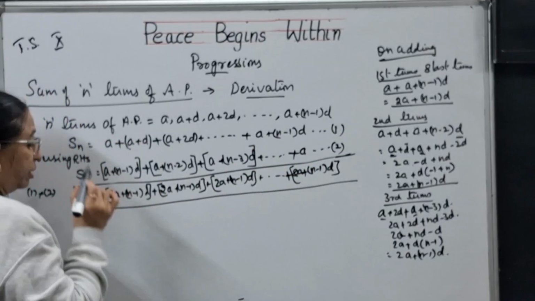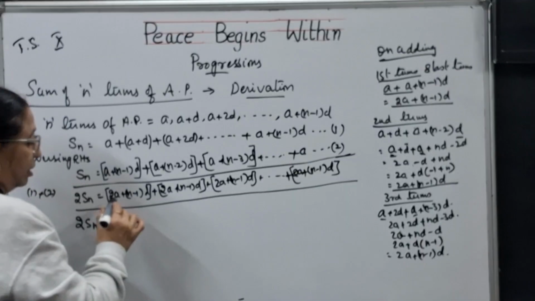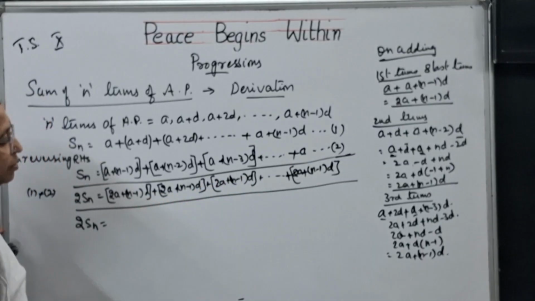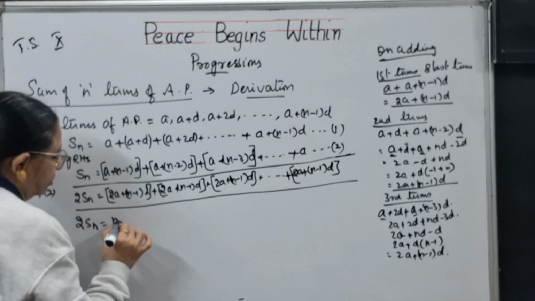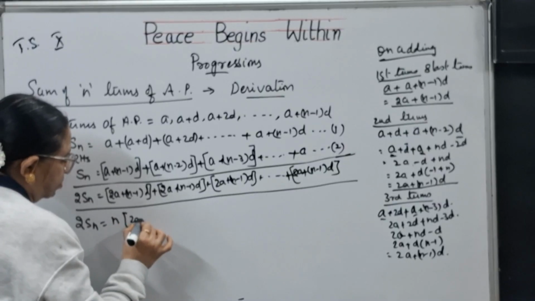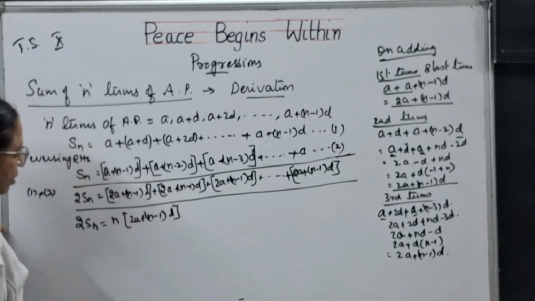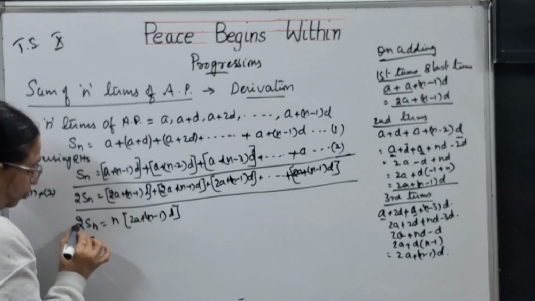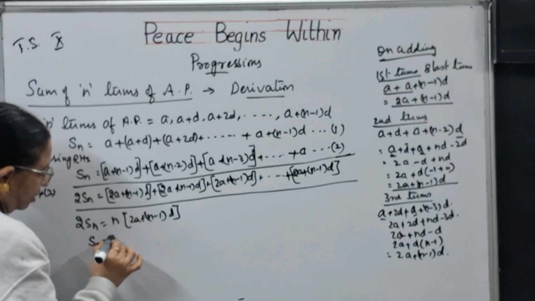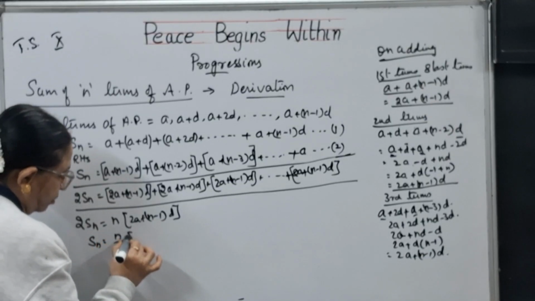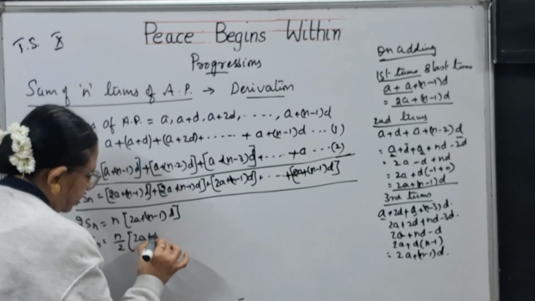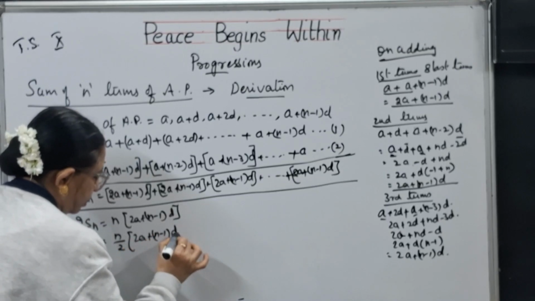That means how many number of terms are there? That many times we are getting 2a plus (n minus 1) into d. That means n times of 2a plus (n minus 1) into d is 2Sn. So what is Sn? Sn is n by 2 into 2a plus (n minus 1) into d.